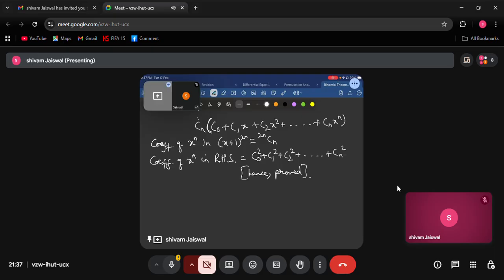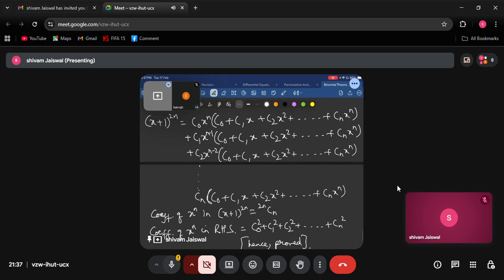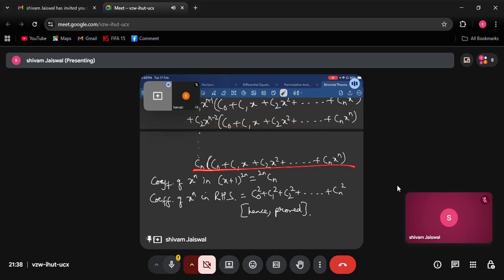How are we getting the coefficient of x to the power n on the right hand side? See, over here, what is the coefficient of x to the power n? C0 square. Over here, C1 square. Over here, C2 square, and so on. Over here it is Cn square. Understood? Is it clear properly? Yes, sir. Okay.